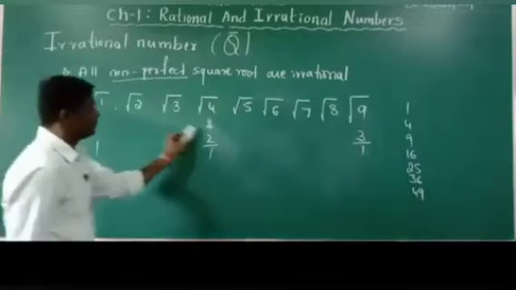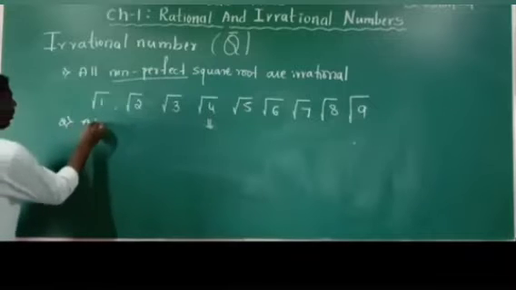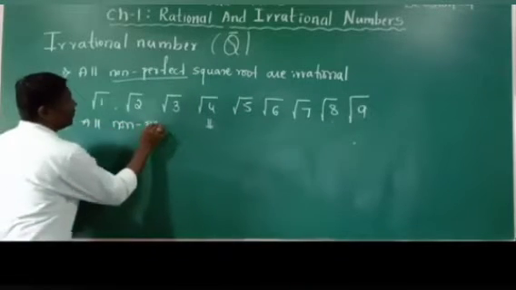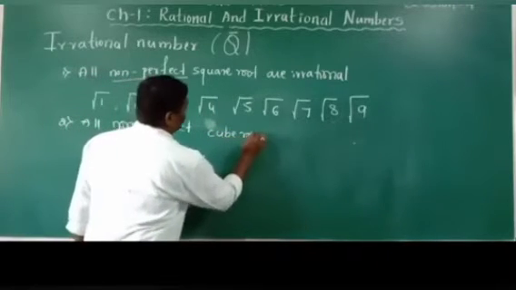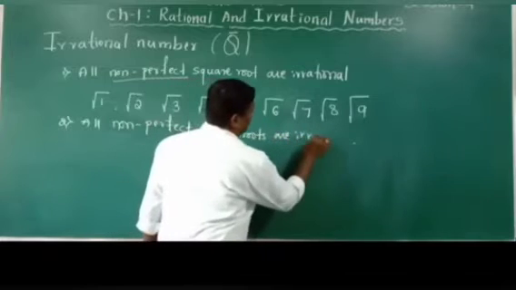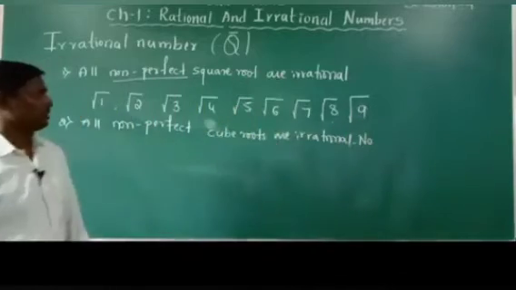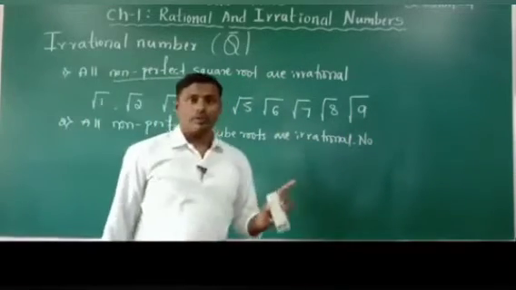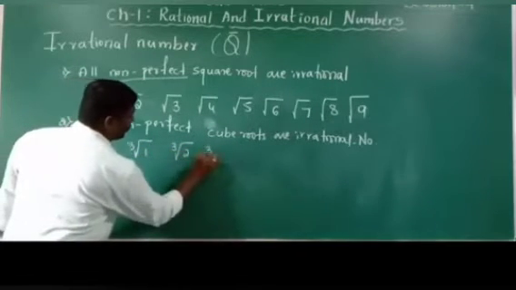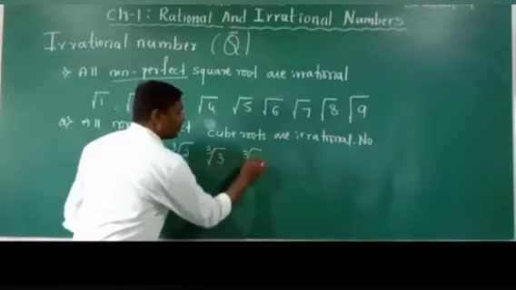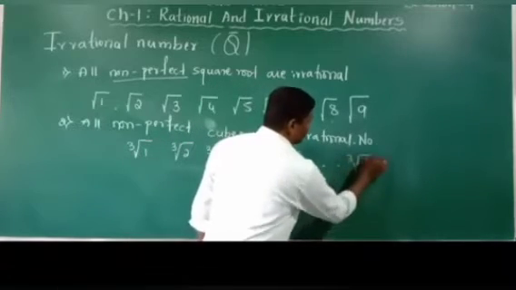Next one, second one: all non-perfect cube roots are irrational numbers. So all non-perfect cube roots: cube root of 1, cube root of 2, cube root of 3, cube root of 4, cube root of 5, next cube root of 8.